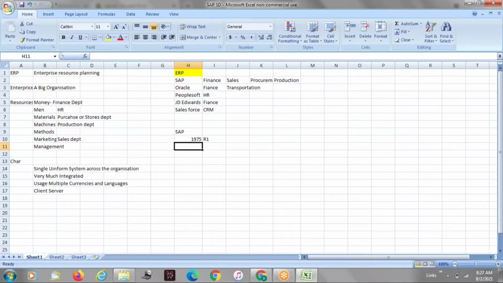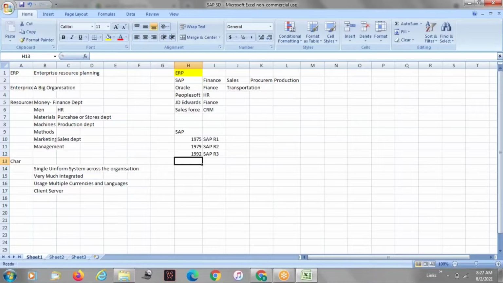I will explain what R1 and R2 are later. SAP initially started in 1975 with a product called SAP R1. Then in 1979 they came up with SAP R2, and in 1992 they came up with SAP R3, and it has been running for a long time.